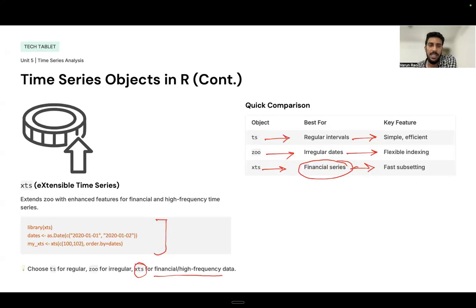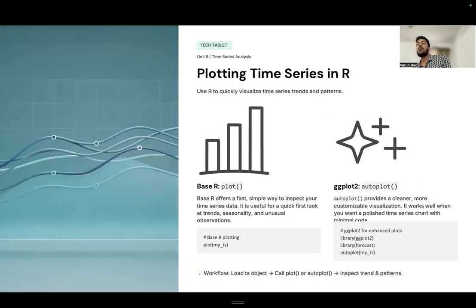Do not forget this. Now, how do we plot time series in R? There are basically two ways to plot time series in R. The first one being plot function. The second one being autoplot. Autoplot is a part of ggplot2 library. And within ggplot2, when you use it, you can directly say library of ggplot, library of forecast, and autoplot or autoplot my_ts.